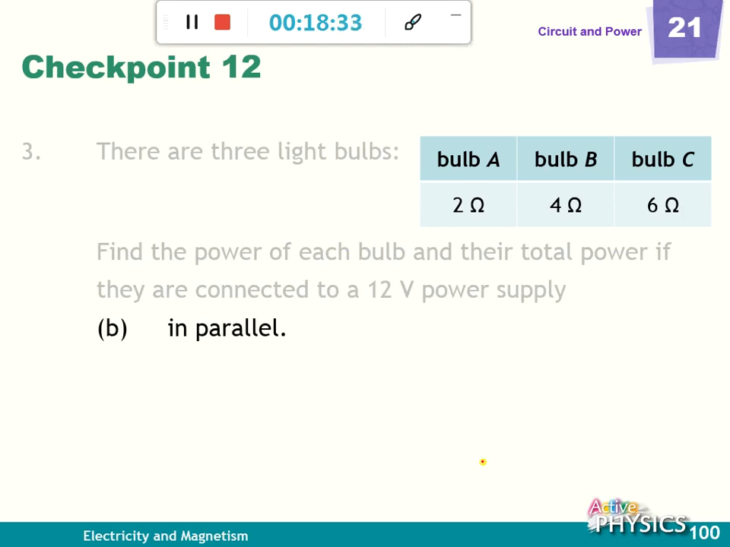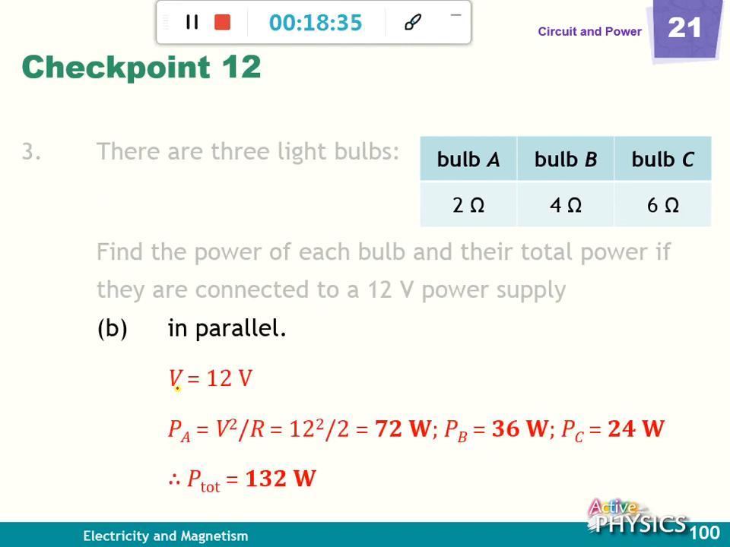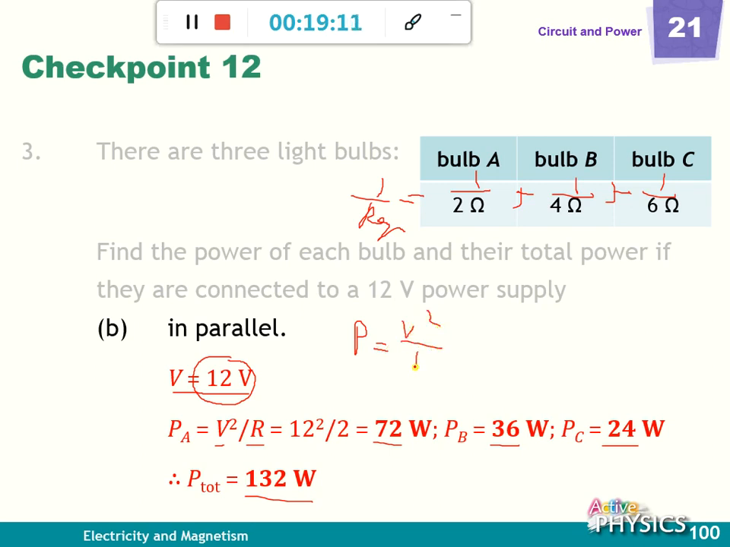If they are connected in parallel, then what will happen? Because in a parallel circuit, all of them will have the same voltage, but different R. So for the powers, 72, 36, and 24, the final power should be this. Or you can find the total resistance for the parallel circuit, adding the reciprocals together, to get the equivalent resistance. You can use your calculator and then find the total resistance. And if you know the total resistance and the voltage, then you can use the total power as V squared over R.